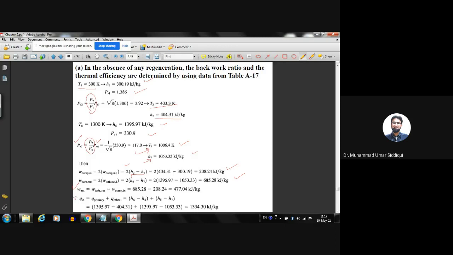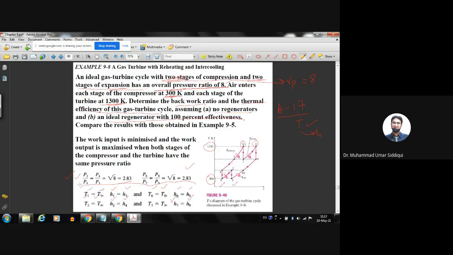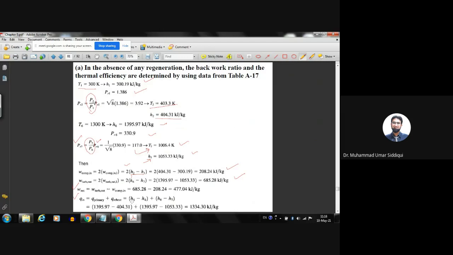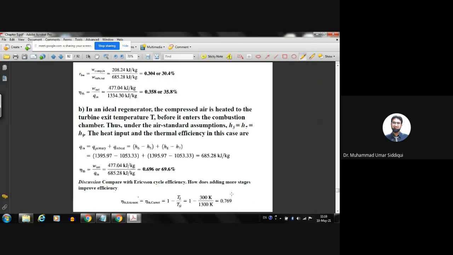We can also determine Q in. Now, just one thing to be noted is that Q in will not just be from the combustion chamber, but Q in will also come from the reheater. For the combustion chamber it is H6 minus H4, but for the reheater it is H8 minus H7. So we have to add them together: H6 minus H4 plus H8 minus H7. That's the overall Q in for the system. Once you have Q in and net work, we can determine the back work ratio and the thermal efficiency of the cycle.